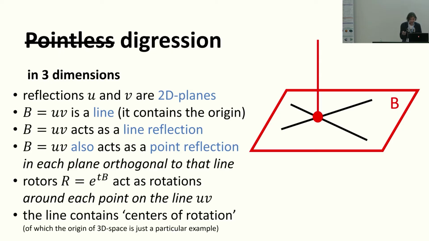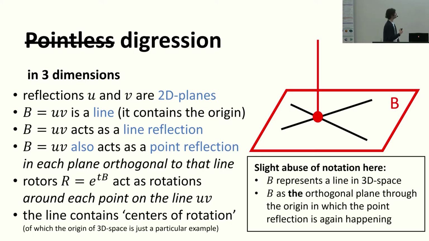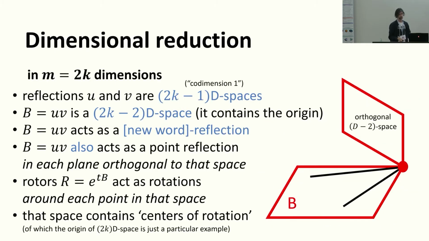Now B still gives me a point reflection. Well, it gives me infinitely many point reflections in all the slices orthogonal to that line. And once again, I will abuse the notation B, and I will say that B not only stands for that line, but it actually stands for a unique point reflection. Unique because amongst all the slices, I pick up the slice going through the origin. That is what I do. If you can make this step, then you can make the step towards the next slide, which is in general.